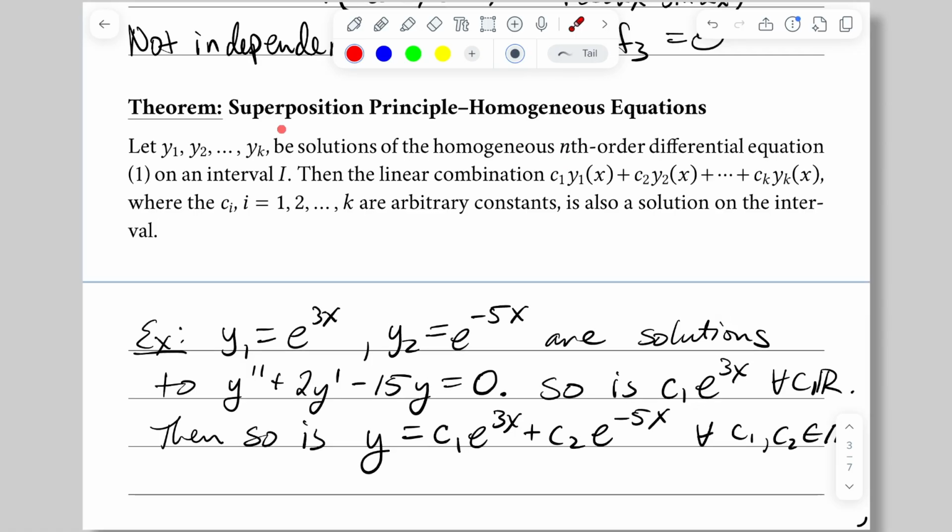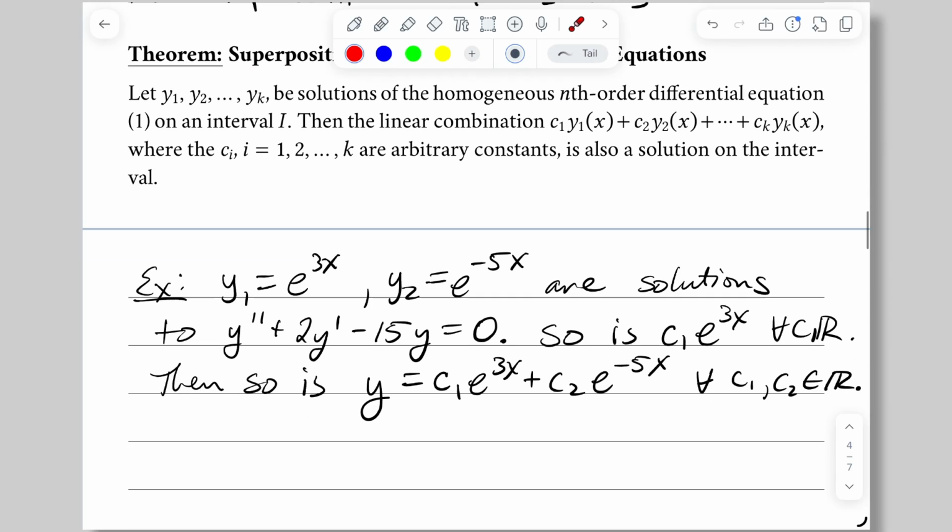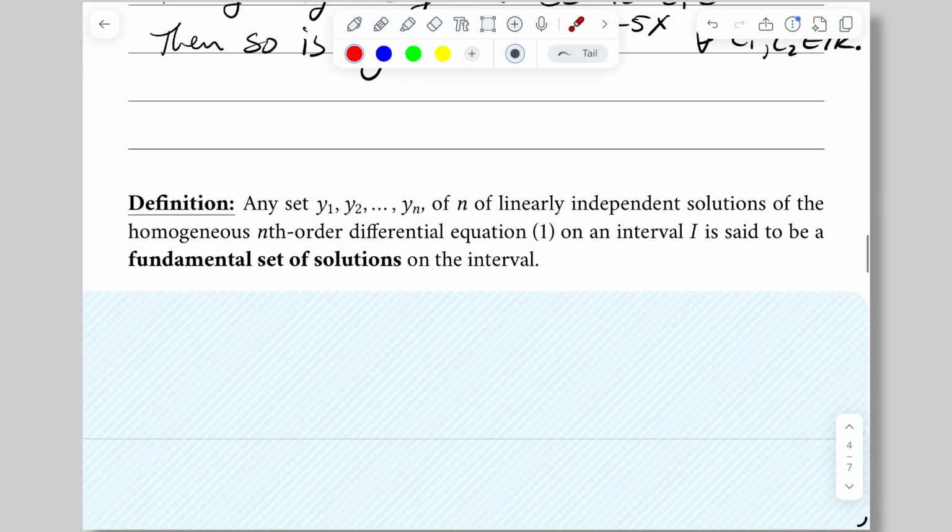So that's something called the superposition principle. We're going to see that quite a bit. Now let's move on to another definition. Any set y1, y2 up to yn of n linearly independent solutions, and hopefully that emphasis landed, the number of functions that we have is the same as the order of the differential equation, and that's pretty important here. Anyway, any set of n functions that are solutions to the homogeneous nth order differential equation on an interval I is said to be a fundamental set of solutions on the interval.